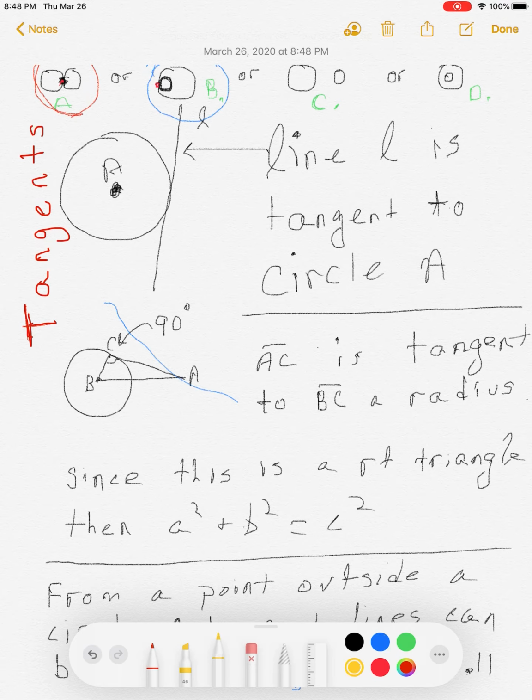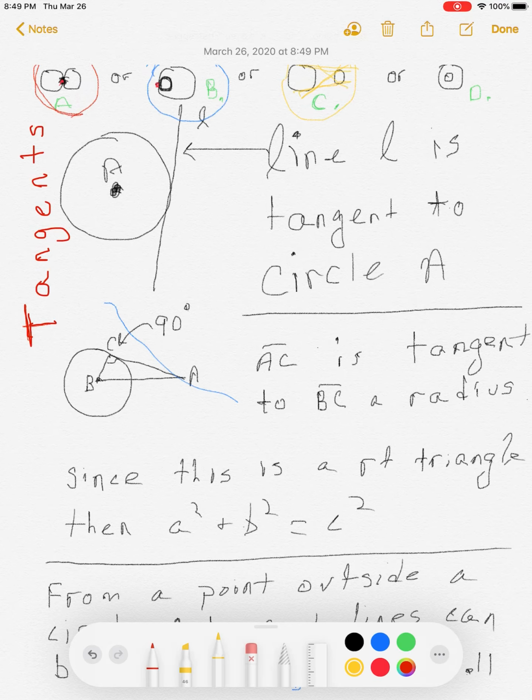In picture C, I have circles that are not tangent at all. They don't touch each other. However, lines can be drawn that are tangent to both of these circles. And I can think of 4 lines, 2 of them on the outside like this one here. There's another one on top over here, okay? There's also some that go through like this, and some that go through like this.